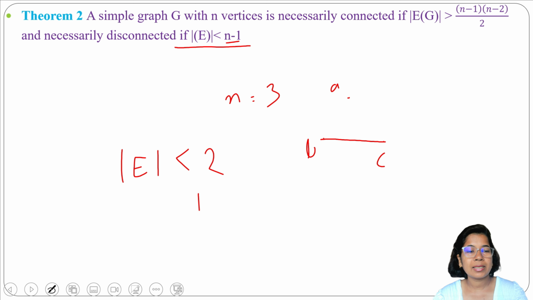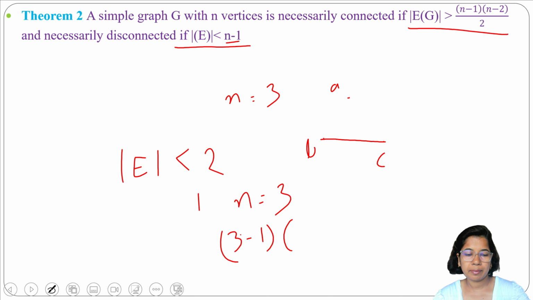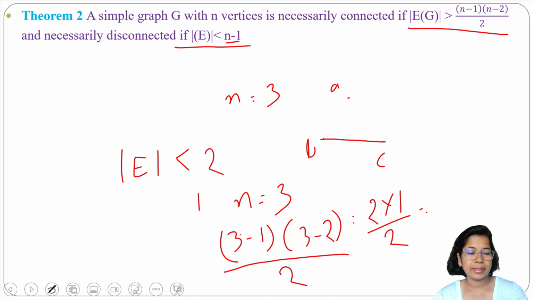Now it will be necessarily connected if the number of edges is greater than (n minus 1) multiplied by (n minus 2) divided by 2. Here n equals 3. So 3 minus 1 multiplied by 3 minus 2 divided by 2, that is 2 multiplied by 1 divided by 2, means it should be greater than 1. The number of edges should be greater than 1, so at least it can be 2. If there are 2 edges, then it is connected.